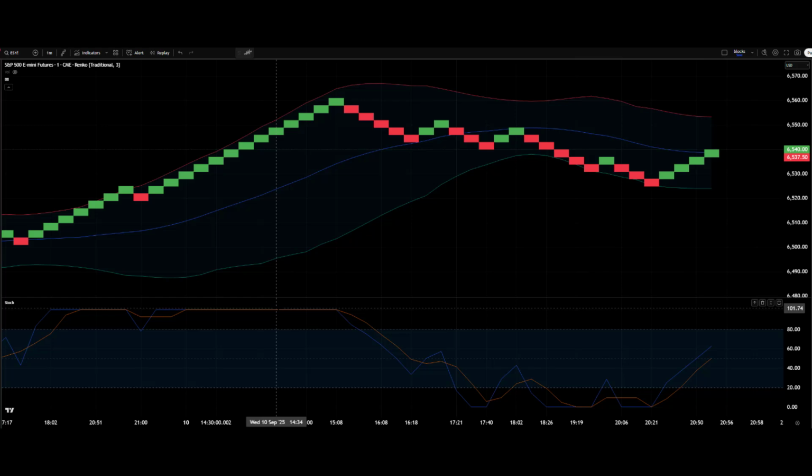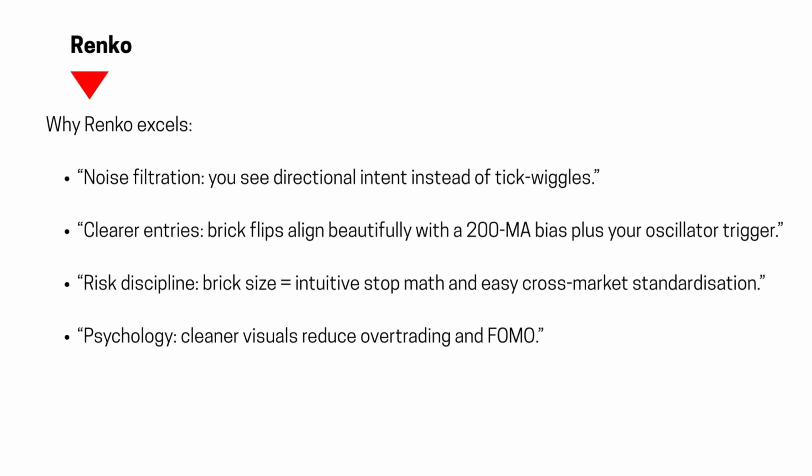So let's get back to a quick summarization of the Renko world. What's good about Renko then? Why do they excel as a chart type? Well, as you could see when I put up that S&P 500 chart, just the noise filtration makes things stand out, takes away all that clutter, and you can see the trends, the reversal points, support and resistance so much clearer in my opinion. And that gives you, like I said, a more directional intent to your trading.